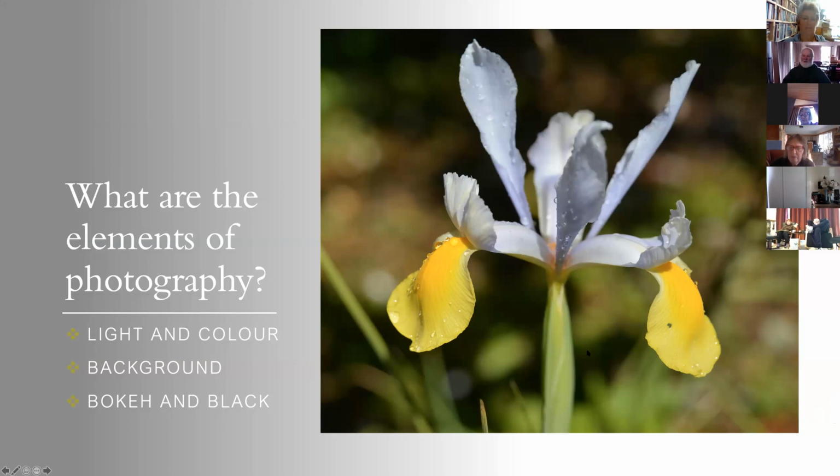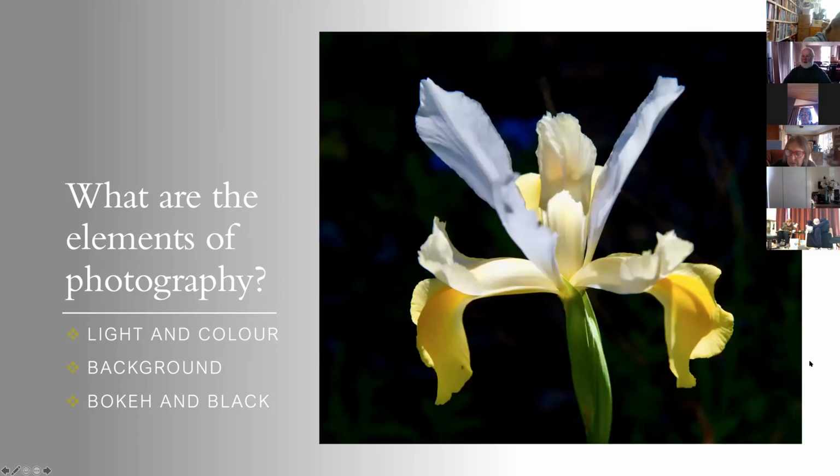Bokeh is an effect where you selectively focus on the subject, but you keep the background out of focus. Now you'll see the background in that is quite out of focus. Even the rear of the flower is out of focus. That's the bokeh effect, selective focus. Or you can eliminate it altogether. Which do you think is the most striking picture? Doesn't matter. The question is rhetorical, thank you.